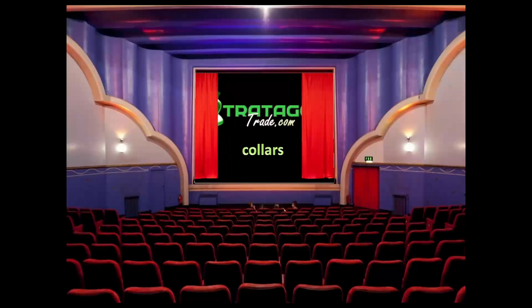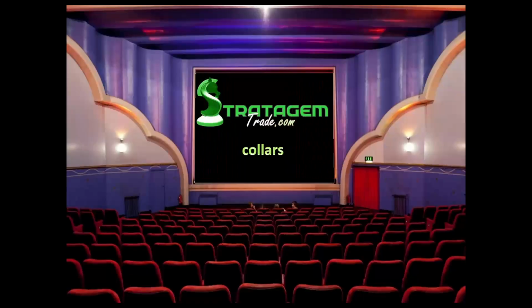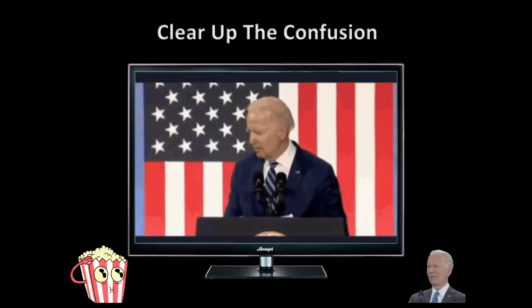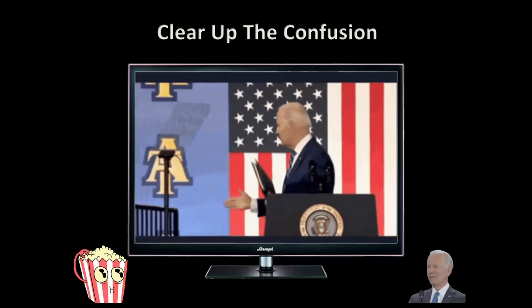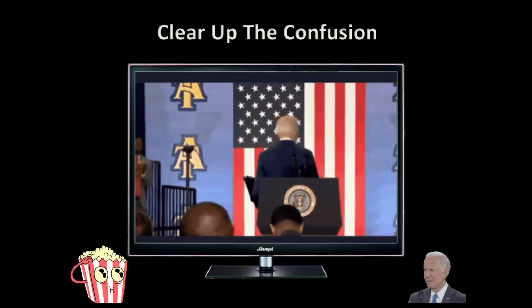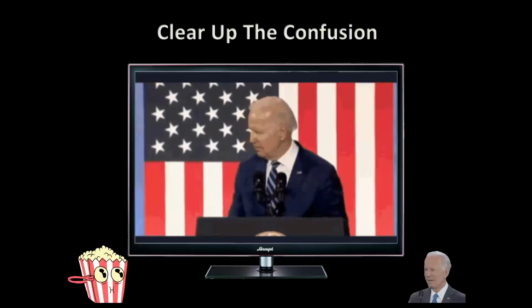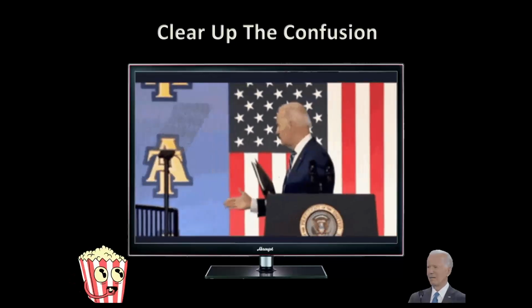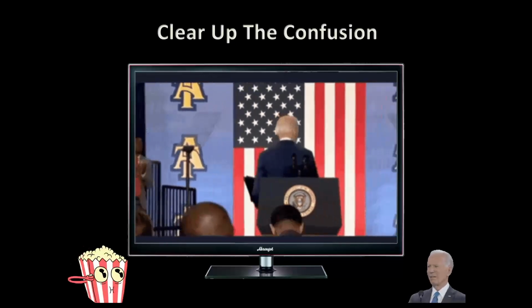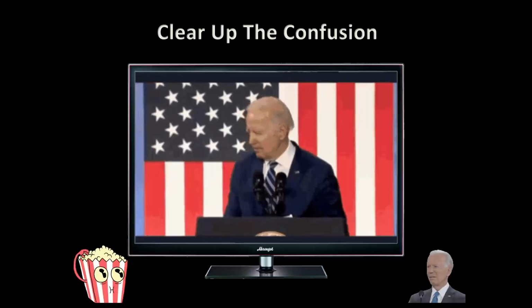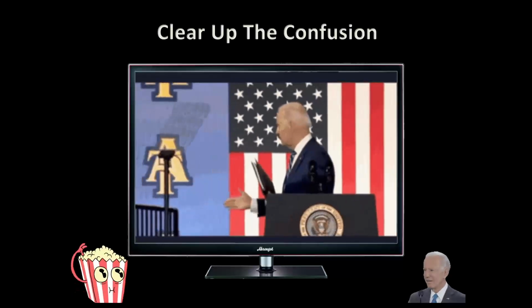So let's get into it. Whoops, there's a mistake. I shouldn't say collars. Let's clear up the confusion right now of how these three different strategies compare and contrast, because I've never seen this done the way I'm going to show you.